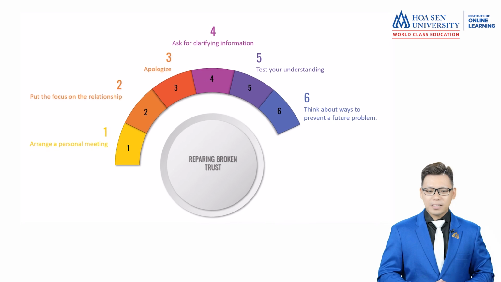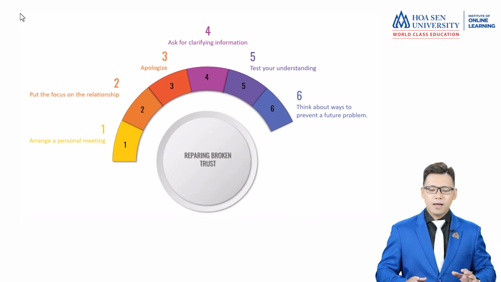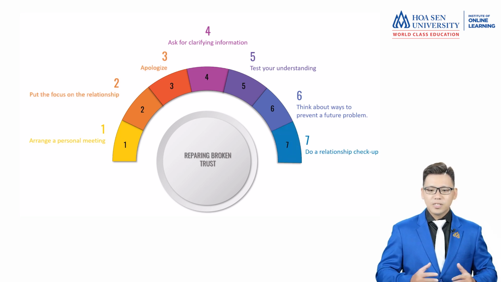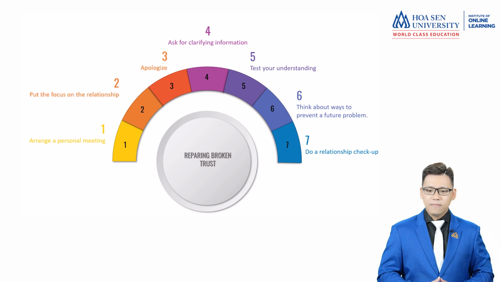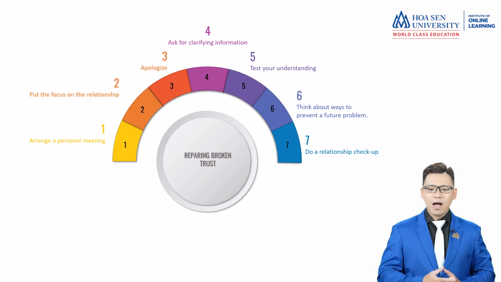Now, how about the next step, number 6? Think about a way to prevent future problems. Discuss what can be done to avoid similar issues down the road. Number 7 is the last one. Finally, schedule a follow-up, just like a regular health checkup. And you can fix this one.